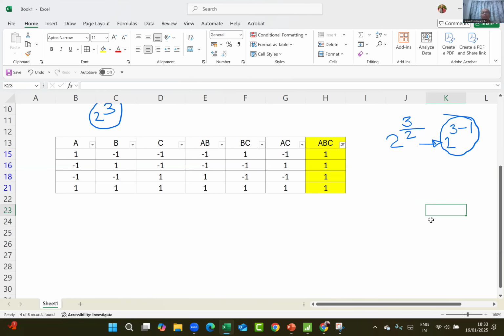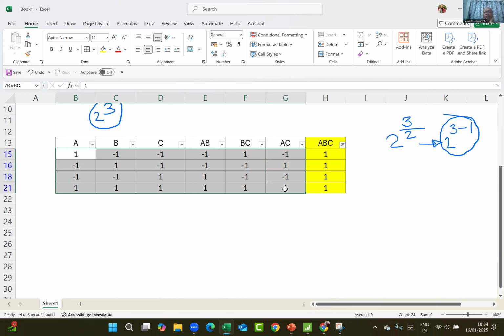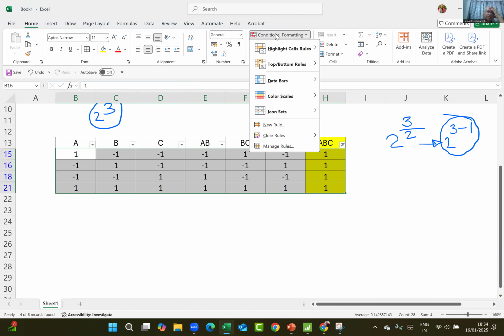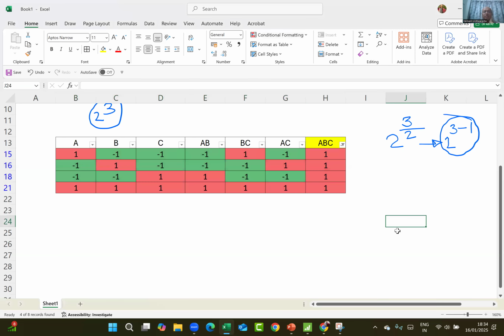Now here, the interesting part is, can you ever calculate the ABC effect? The answer is no, because you need the average at high level minus the average at low level, but there are no low level runs. So you cannot ever calculate ABC from this design. But now let us see whether you can calculate A. I will just mark these numbers here, let us say I will use conditional formatting and color scales. So let us say plus 1 runs are marked with red.